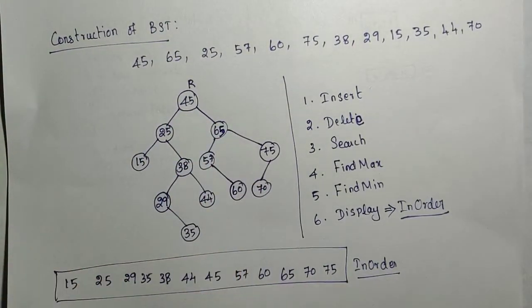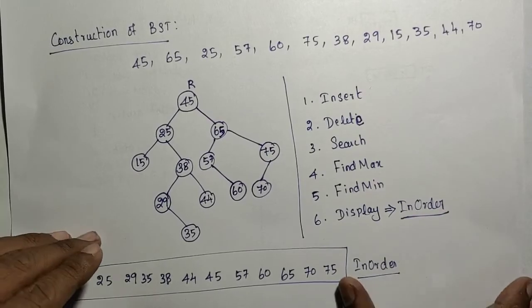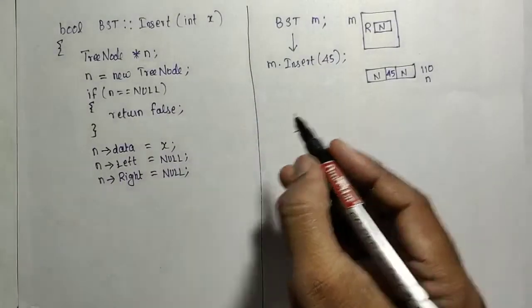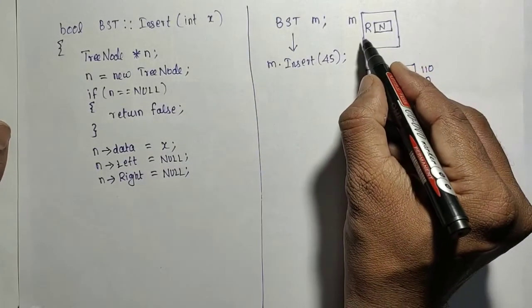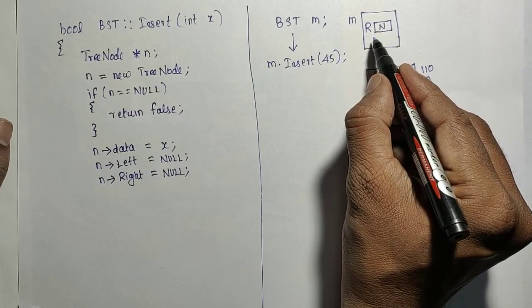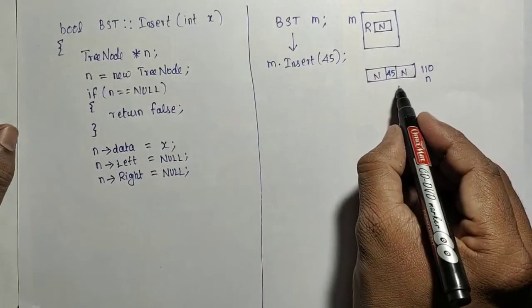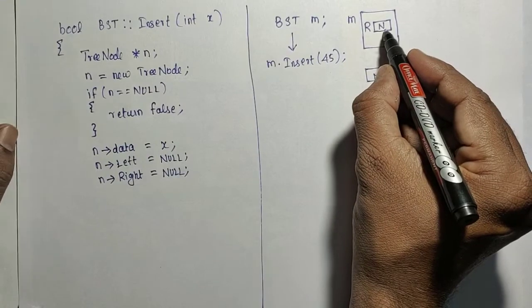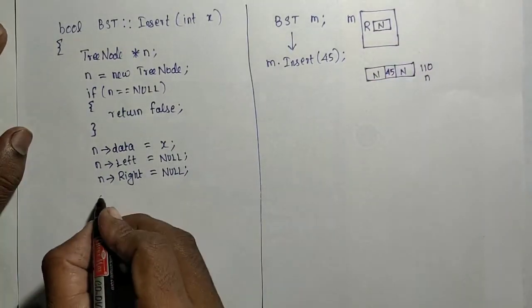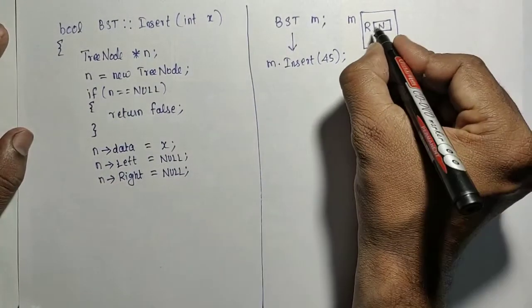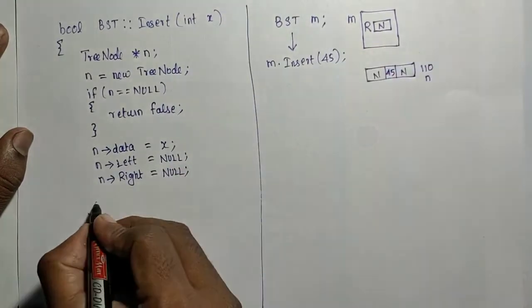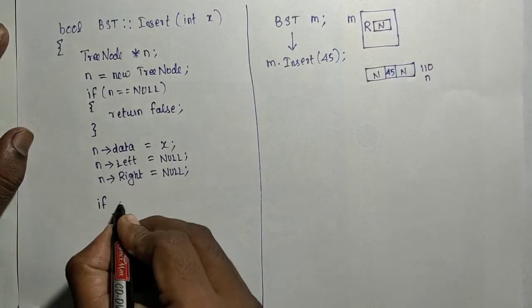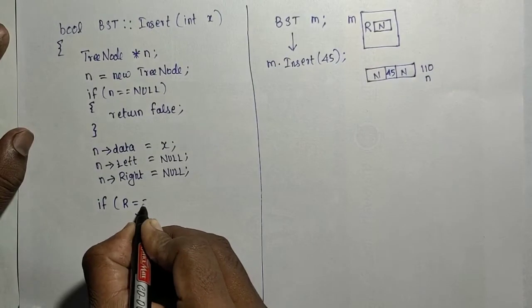Otherwise, if the tree is not empty, then only we have to search for the correct location, either the left side or the right side. Initially the tree is empty, so the new node has to be added as the root. So here how can we ensure that? The corresponding R value is equal to null, that is, if R equal to null.